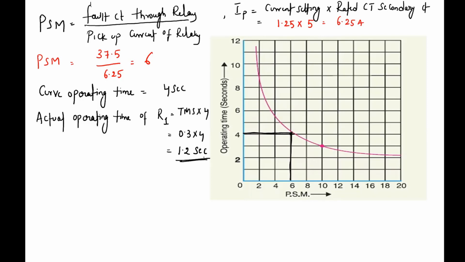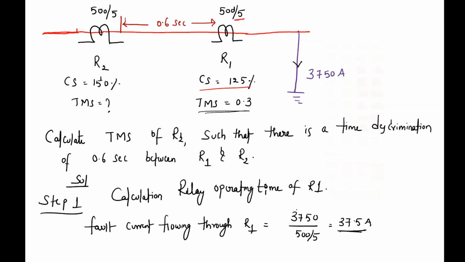Understood? So that is one half of the question, but he's telling that there should be 0.6 second discrimination. Then can anybody tell me, for this fault, what should be the operating time of relay R2? Here relay 1 operating time is 1.2 seconds. So if that relay does not operate within its 1.2 seconds, then it should wait for a further 0.6 seconds, and then it should operate. So what should be the operating time of relay R2?